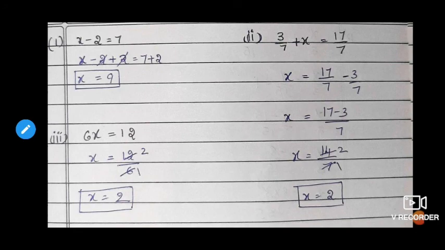Now we can observe both the denominators are the same, so we can subtract the numerators. So x is equal to 17 minus 3 by 7, that is 14 by 7. x is equal to 7 ones are 7, 7 twos are 14, so we will get 2.